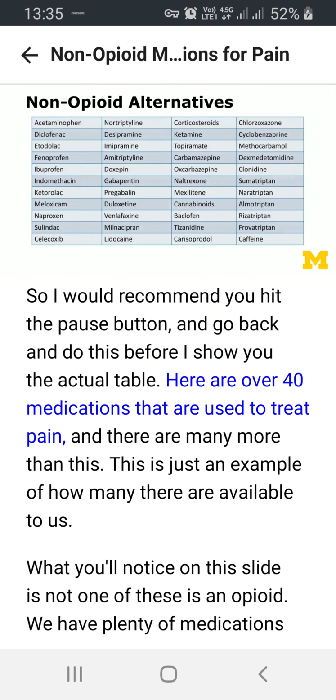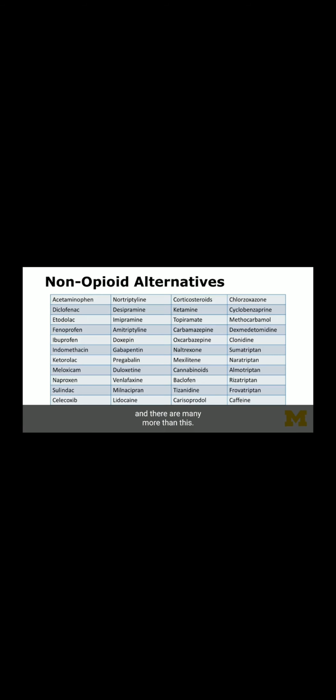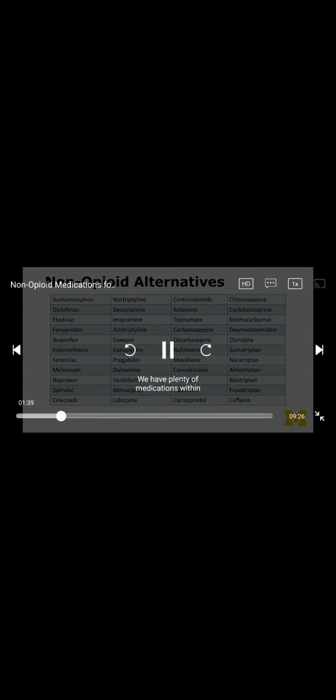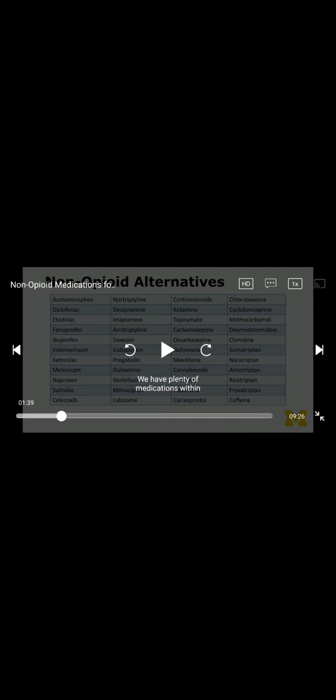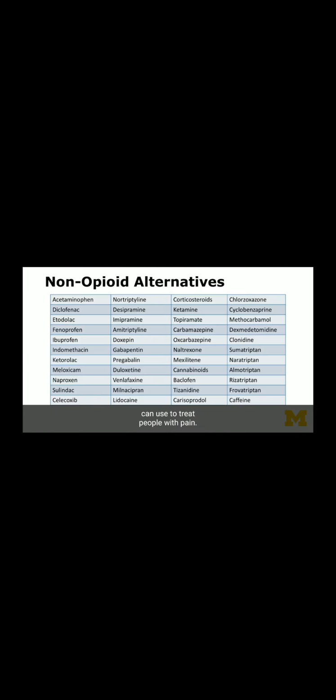Here are over 40 medications that are used to treat pain, and there are many more than this. This is just an example of how many there are available to us. And what you'll notice on this slide is not one of these is an opioid. So we have plenty of medications within our armamentarium that we can use to treat people with pain.